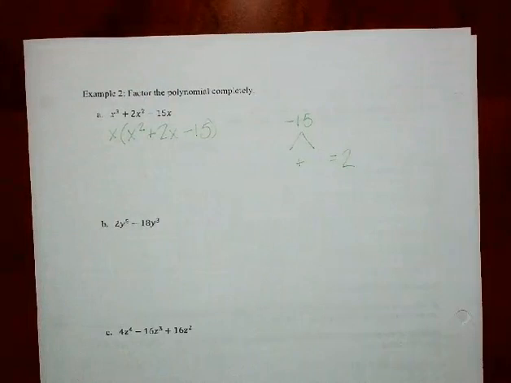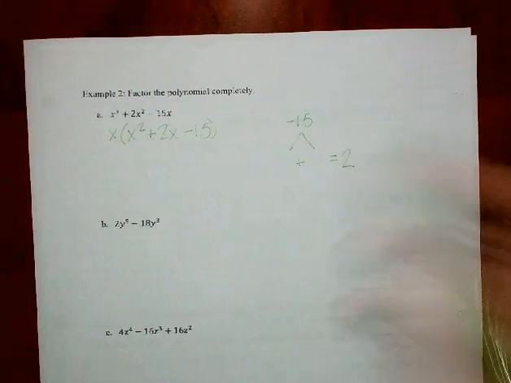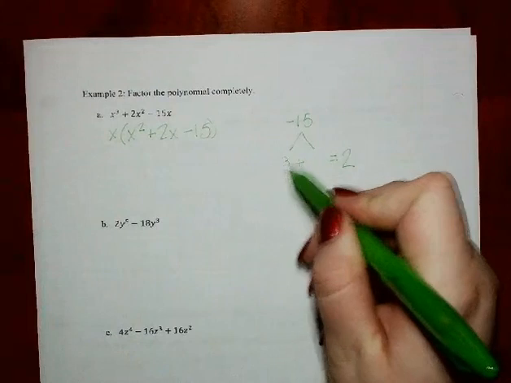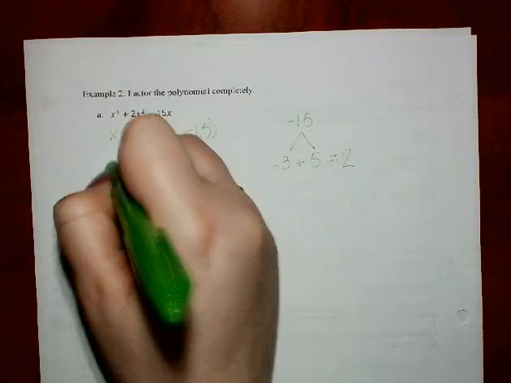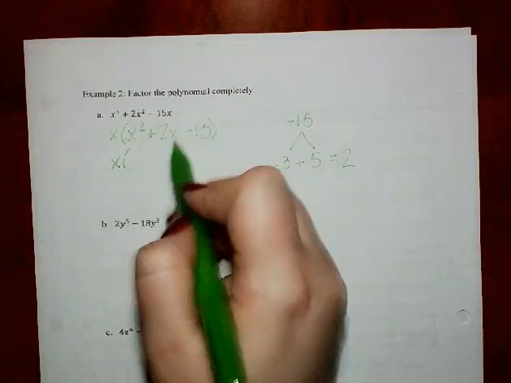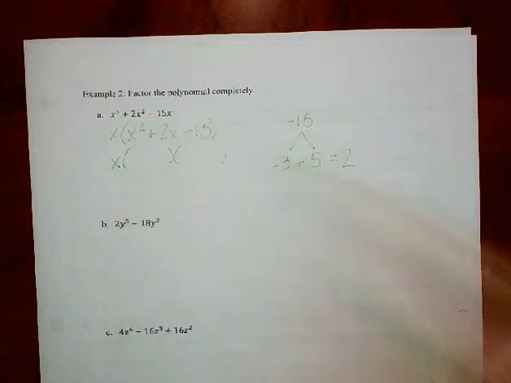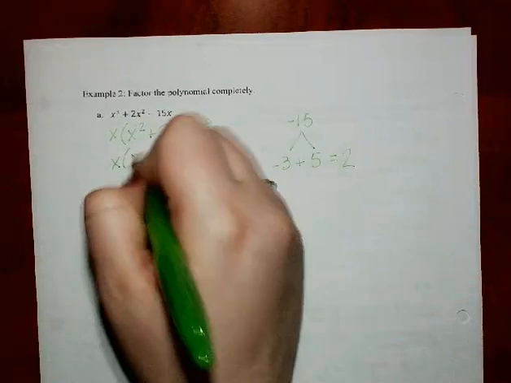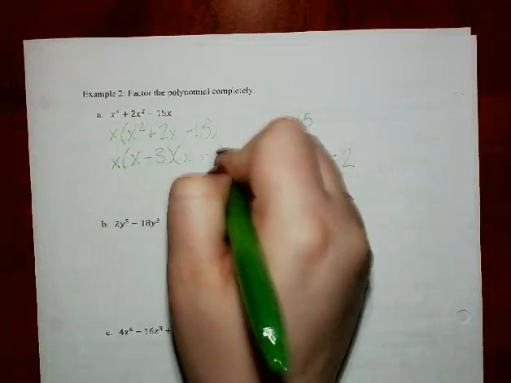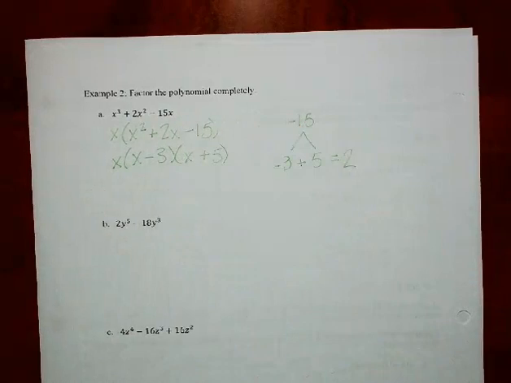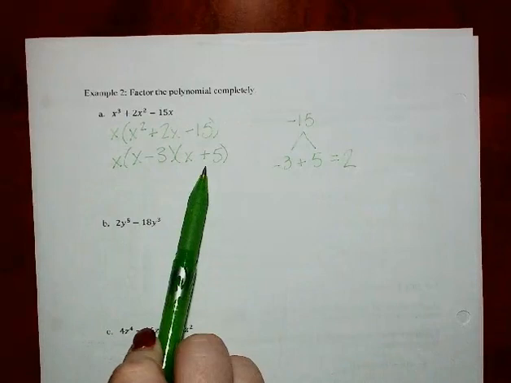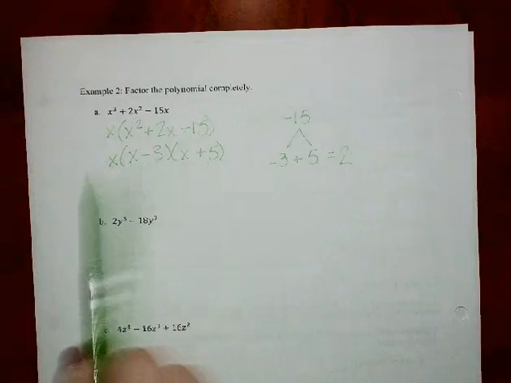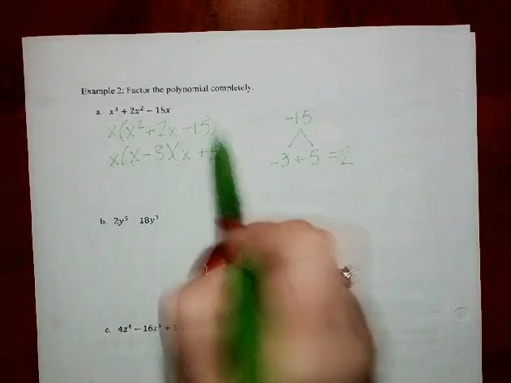So if we think on that for a couple of seconds, we get negative 3 and positive 5. So that means that our big trinomial here factors into x minus 3 and x plus 5. Okay, and now we have 3 parts without fractions or square roots or anything, and none of them can be factored anymore, so we are done.